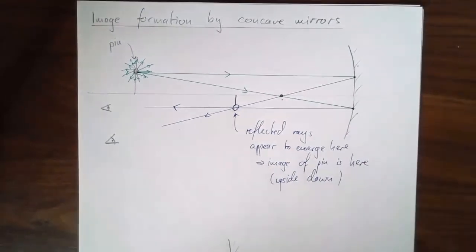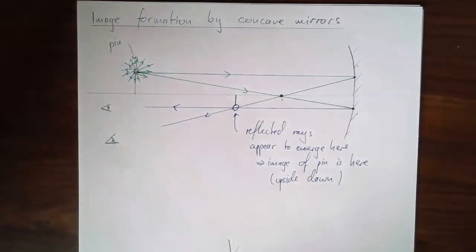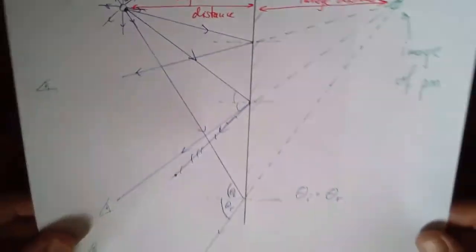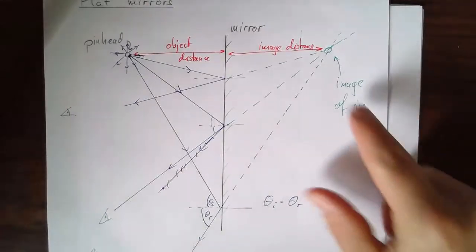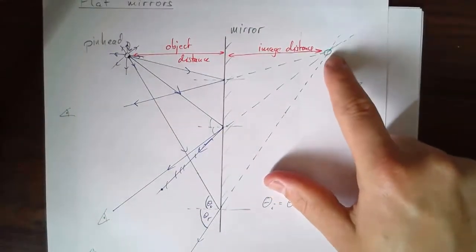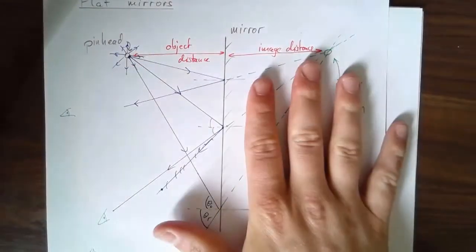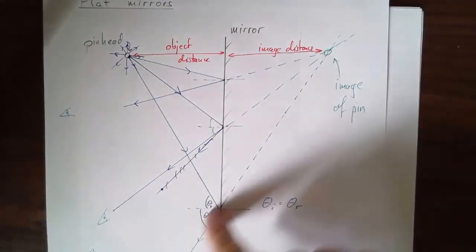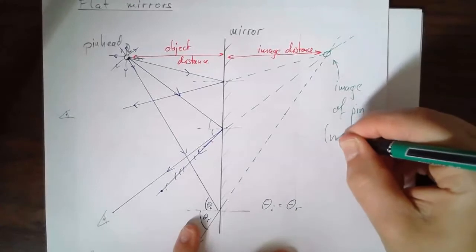Now we're going to make a distinction that we haven't made before, and distinguish real and virtual images. Let me show this to you. In the case of the flat mirror that we had, the light rays never actually were there. They weren't on this side. This is behind the mirror. There's nothing there. Geometrically, it just appears to be coming from there. This is the image, and the image here is virtual.